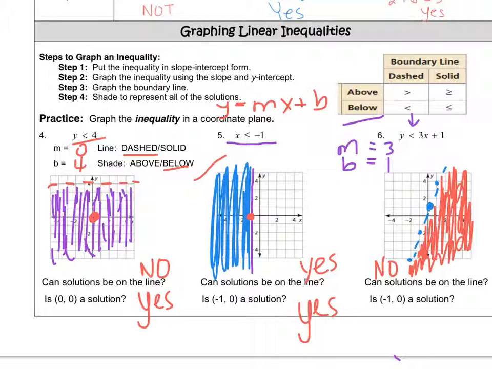And then our last one says -1, 0. -1, 0 is right here. It's outside of our shaded area, so I can just look at it and say, nope, that's not a solution.